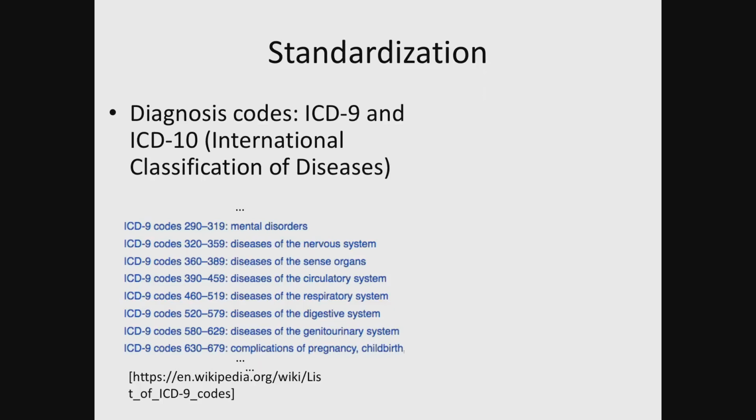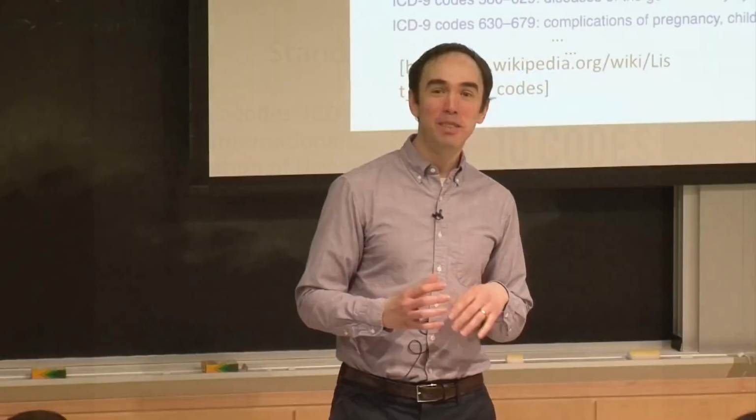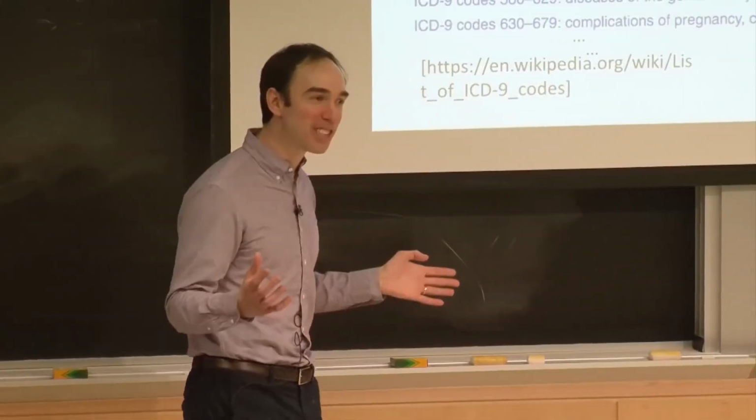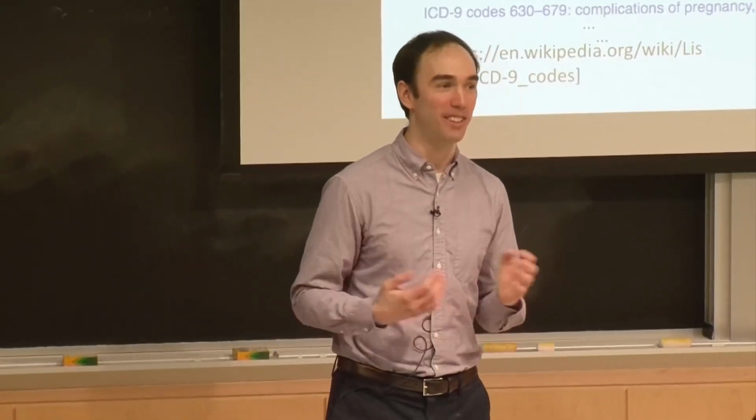ICD-10, which was recently rolled out nationwide about a year ago, is much more detailed than the previous coding system, and includes some interesting categories. For example, bitten by a turtle has a code for it, bitten by a sea lion, struck by macaw. Right? So it's starting to get really detailed here, which has its benefits and its disadvantages when it comes to research using that data. But certainly, we can do more with detailed data than we could with less detailed data.